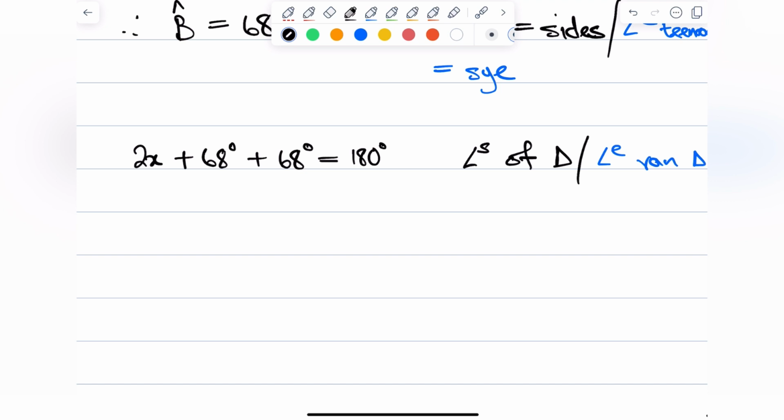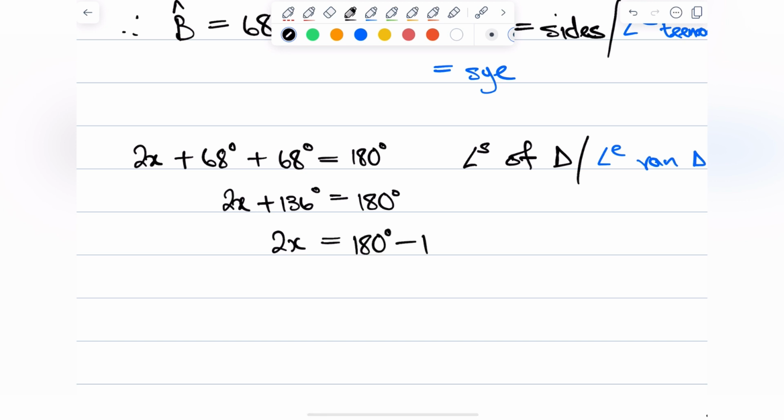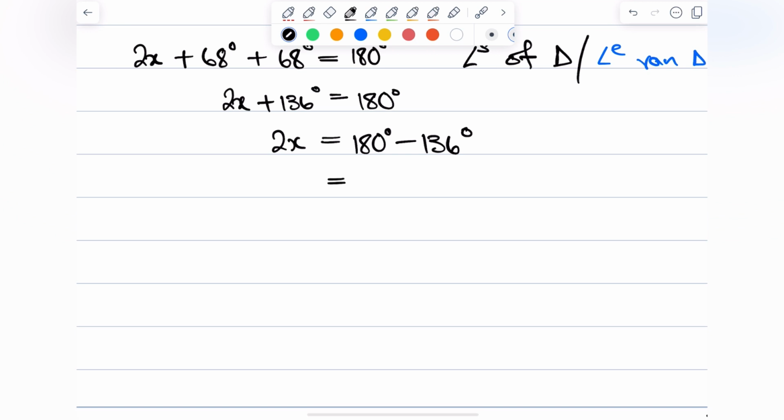So 68 plus 68, of course, is 136. So that's 2x plus 136 degrees, and that is equal to 180 degrees. So 2x is equal to 180 degrees minus 136 degrees, and that gives us 44 degrees. So 2x is equal to 44 degrees. Dividing both sides by 2, we get x equal to 22 degrees.